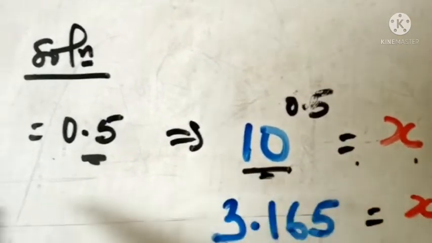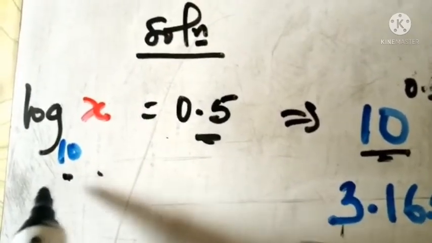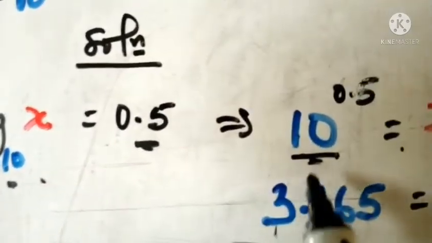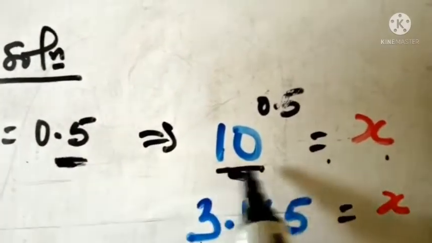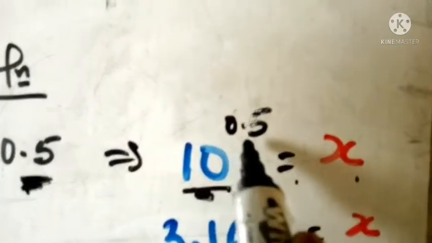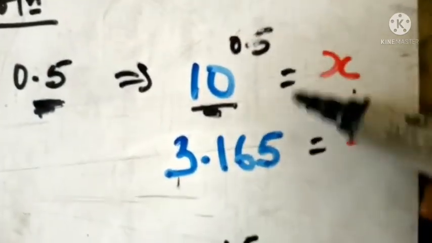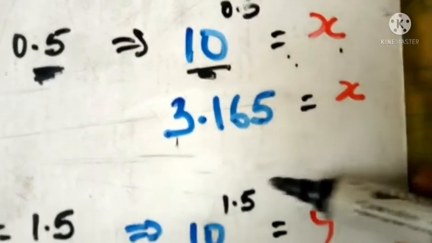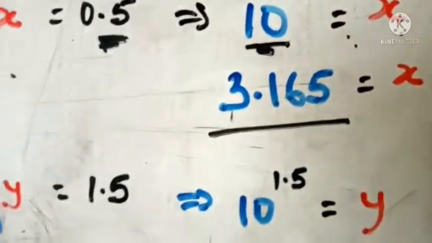The base here is the one down here, look at where this one down here tells you that it is just the base. So base 10, exponent 0.5, is equal to the answer. You can just use your calculator to do this, and that will give me 3.165. It is equal to x.